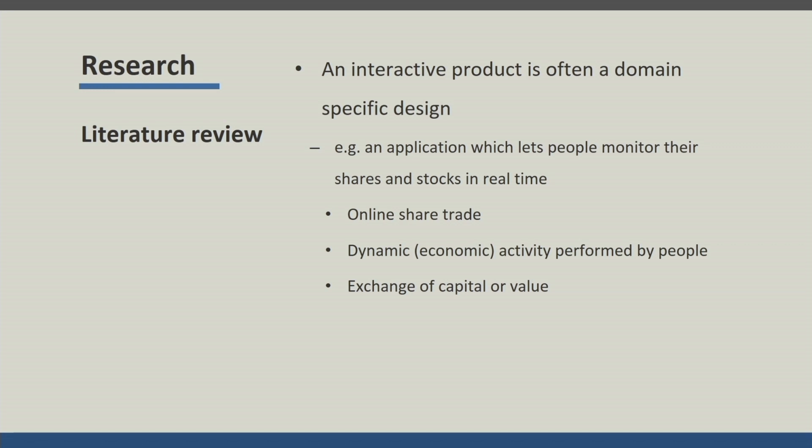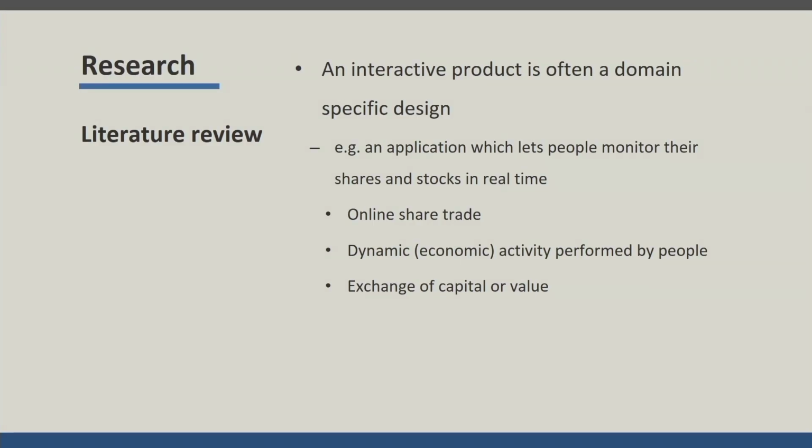So, you see that the following domains are possible. Online share trade is one domain. Then dynamic activity performed by people: they are doing an economic activity in real time. That is another constituent. Then exchange of capital or value is involved, so either you are investing, buying or trading shares and stocks. So, as a domain, this application that you set out to design has 3 different domains, which might vary in terms of scope and granularity.